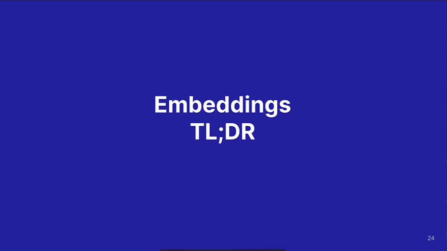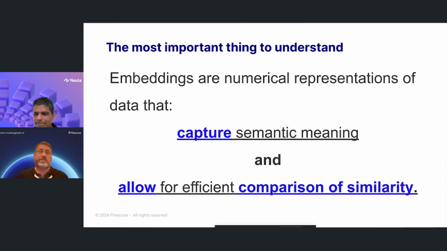So, what is the TLDR? The most important thing to understand is that embeddings are numerical representations of data. They capture both semantic meaning and allow for efficient comparison of similarity. So vectors whose features are dissimilar will be further apart in the vector database. This allows vector databases to efficiently model the relationships between anything that you can vectorize.